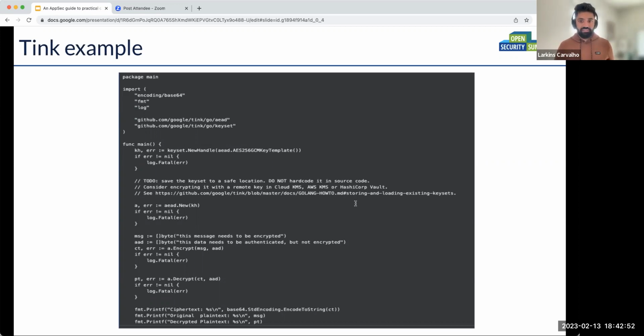Then about key sets: Tink uses key sets for managing keys. They facilitate a lot more than just managing keys. You can connect to an external KMS, where KMS is key management service. You can also do different key rotation as part of using different key sets.